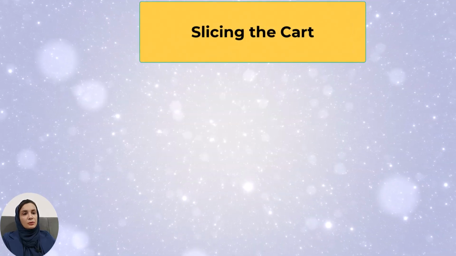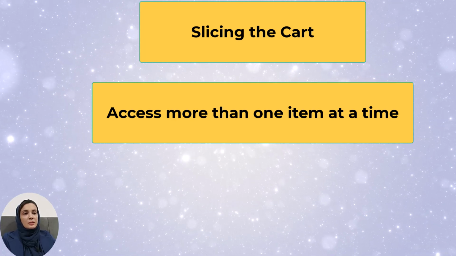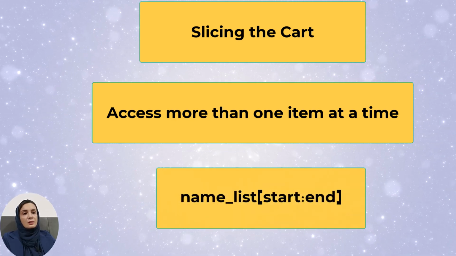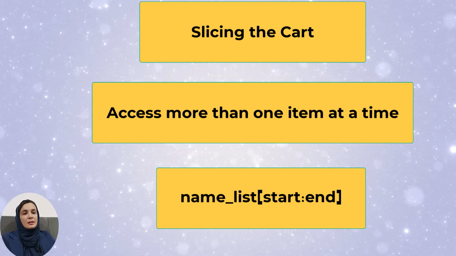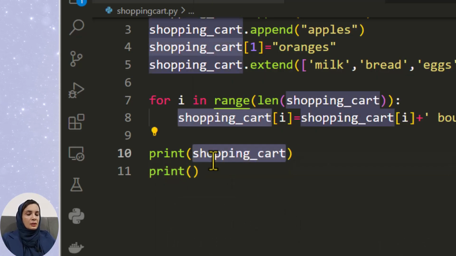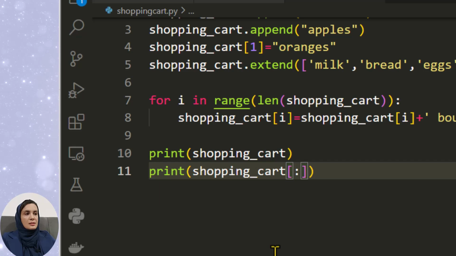Sometimes we don't want to access just one item. We want to access multiple items at once. This is called slicing a list. We use a colon inside the square brackets to slice the list. Let's get the first two items in the cart. To get it, we can write print, name of list, brackets. In the brackets, we use a colon, starting with the item we want. We want to get the first two items. So we write 0 and 2. This line gets them for us.